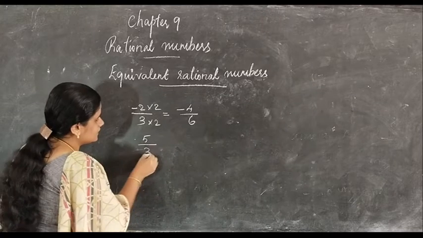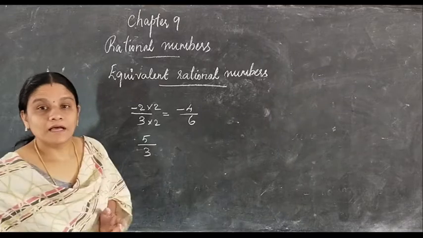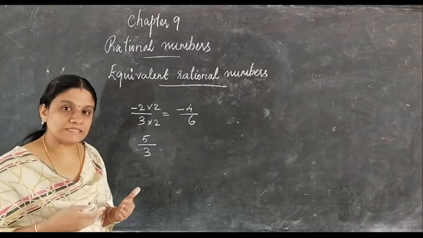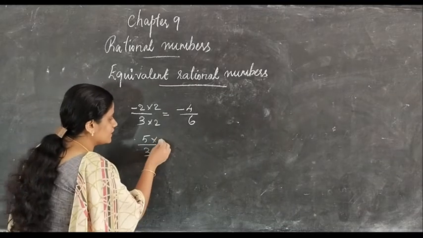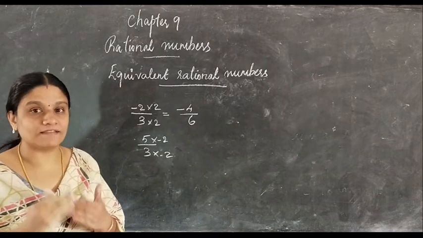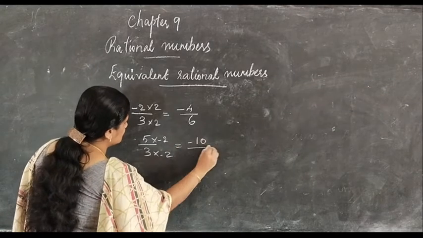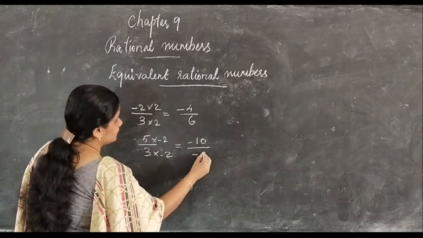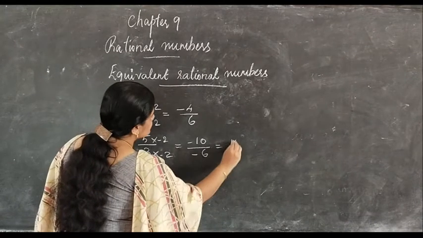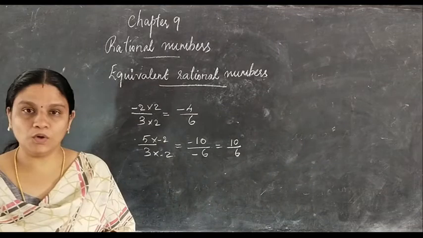Next, 5 by 3. 5 by 3 is a rational number. So we have to make an equivalent rational number for this. As I told you, multiply the numerator and denominator with the same integer. So if I multiply with negative 2, negative 2 is also an integer. So with the same integer you can multiply for getting the equivalent rational numbers. So what do we have? Negative 10 by negative 6. This you can write as 10 by 6 also. So this is an equivalent rational number.